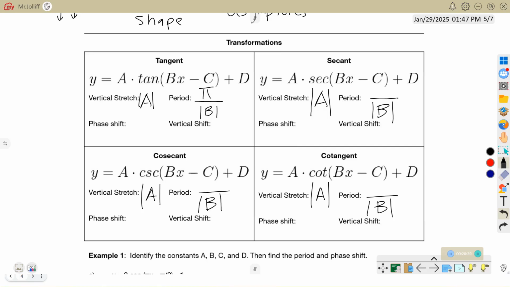For cotangent, I'm taking its original period of pi, dividing by b. So same process: period for the parent function divided by b. For secant, cosecant, what's the original period? 2 pi. So that's going to look like sine and cosine, 2 pi over b.